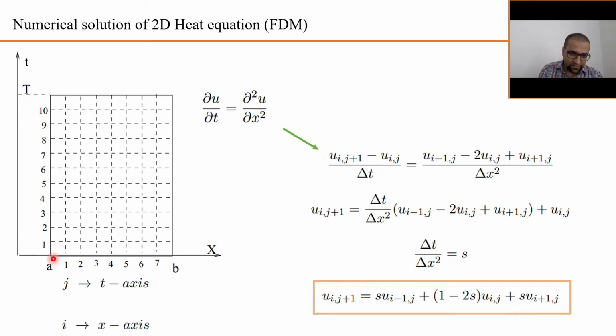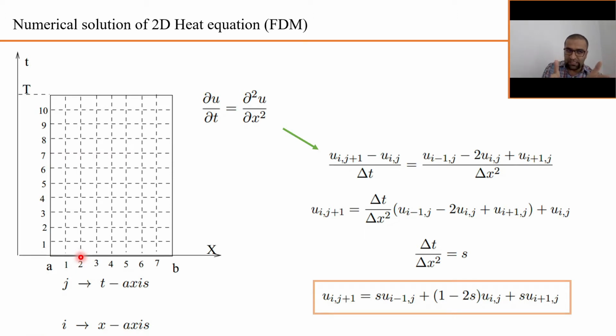Imagine here is i and here is j. Imagine we want to find the function at this point. So what we need is j plus 1, right? Because we go one step further in time. If we are interested in finding the value of the function here, what we need is only these three points: this one, u(i-1, j), this one, u(i, j), and this one, u(i+1, j).